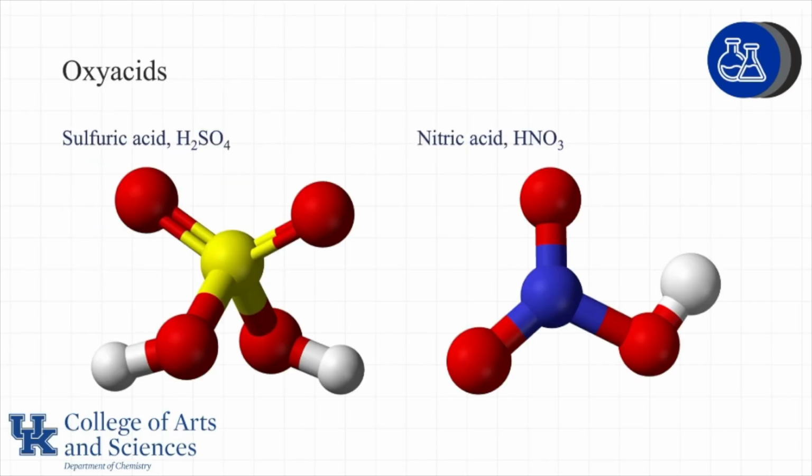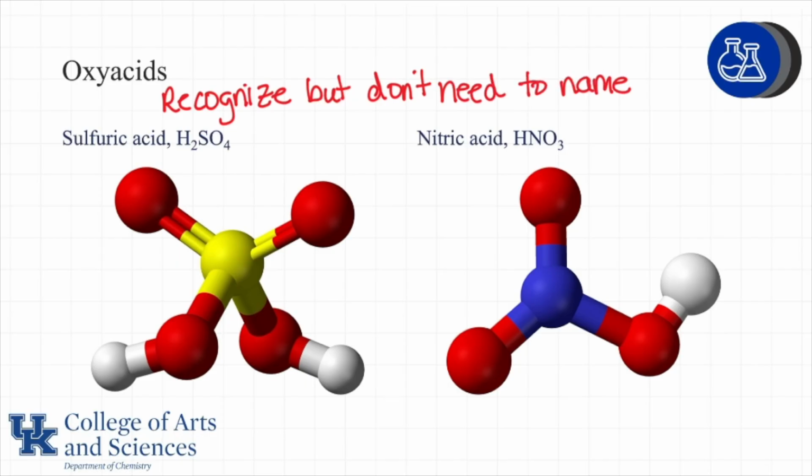Oxyacids are acids which are formed from a polyatomic ion. And we're going to look at these just so you recognize them. You're not going to need to name these anions. We will look at a few that will later have you memorize the name and formula of, but that's a very small group.